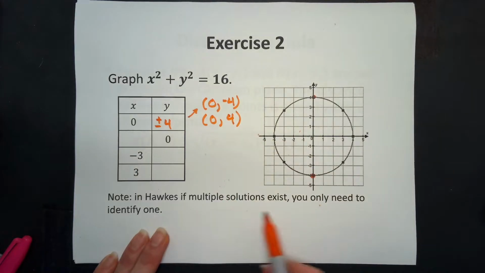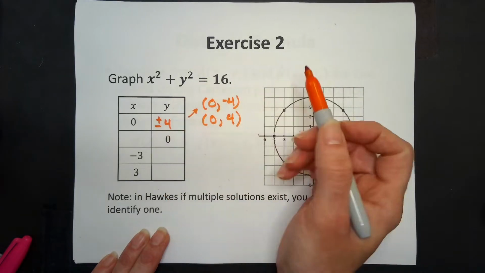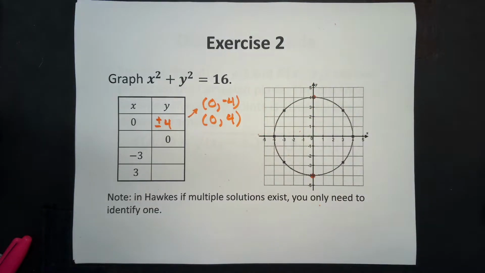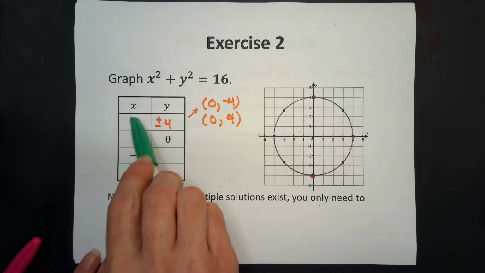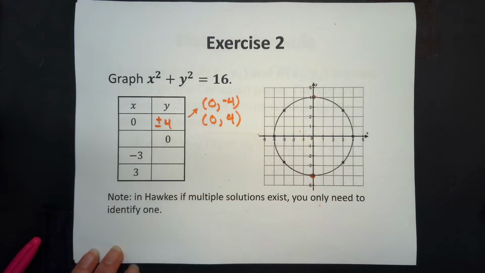Now, in Hawkes, if you have multiple solutions, you only need to identify one of them. So for this answer blank in Hawkes, you could just put in the positive one or just the negative one. You don't need to put plus or minus. It just needs one solution that makes that true. Just one y value that I get back out when I plug in 0.